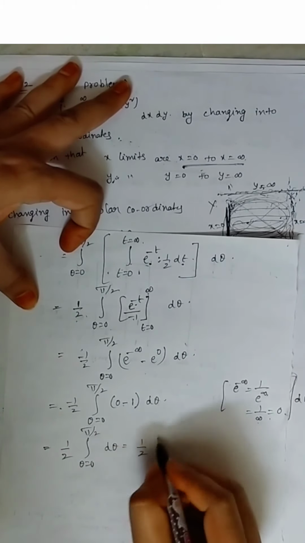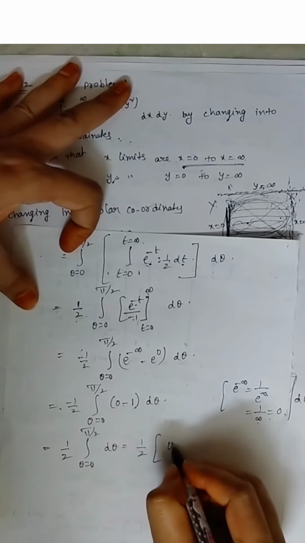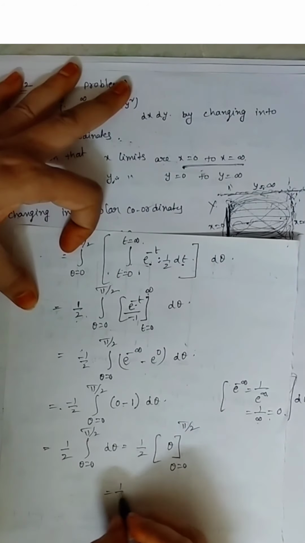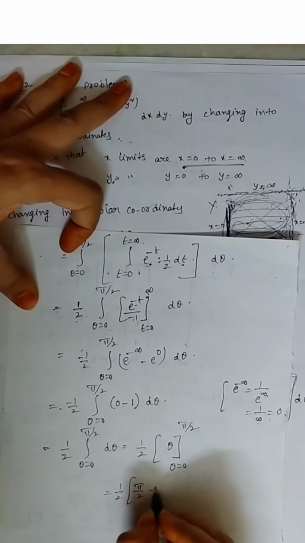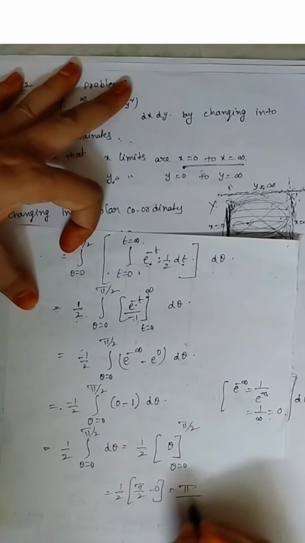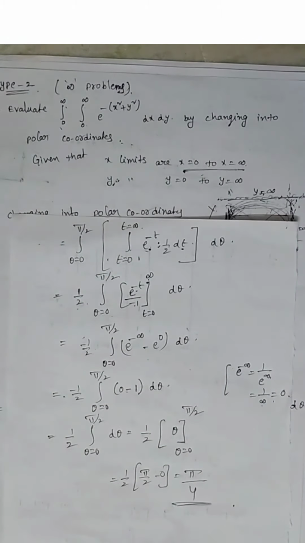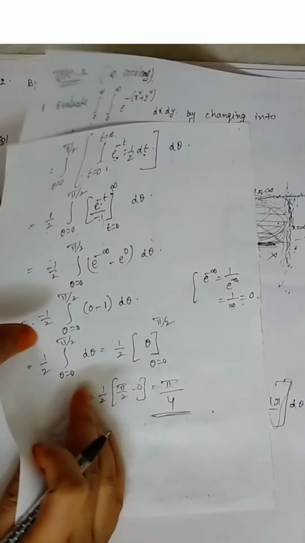So 1 by 2 integral d theta means theta. Theta equals 0 to pi by 2. 1 by 2 into pi by 2 minus 0. This equals pi by 4. This is the answer for this question. So now, next problem.